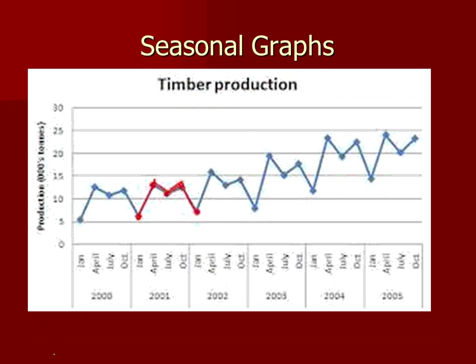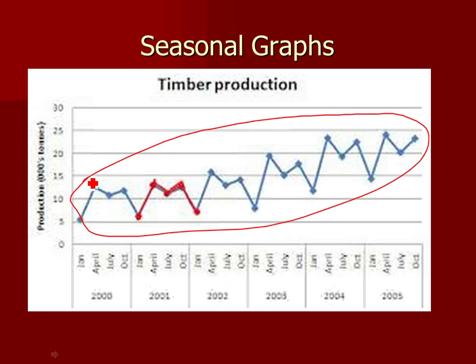Here is another example of timber production. This is a great example of seasonality, in which each year there are increases and decreases because of the weather that will help you or hurt you when you are producing timber. This is consistent variations, which is seasonality. Does that make sense? Any questions about seasonality?